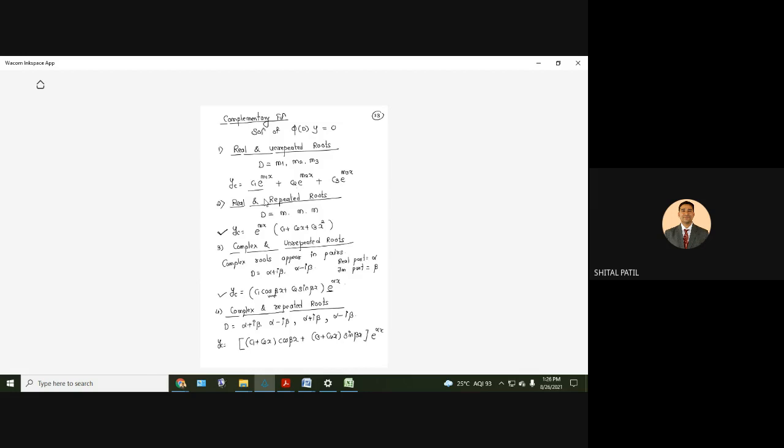Clear? Now I am combining formula number 2 and formula number 3. If roots are complex, we should have e raised to alpha x and cos beta, sin beta. If roots are repeated, we should have C1 plus C2x, these terms. Okay, why they should be, we'll understand them. Time being, let me continue.